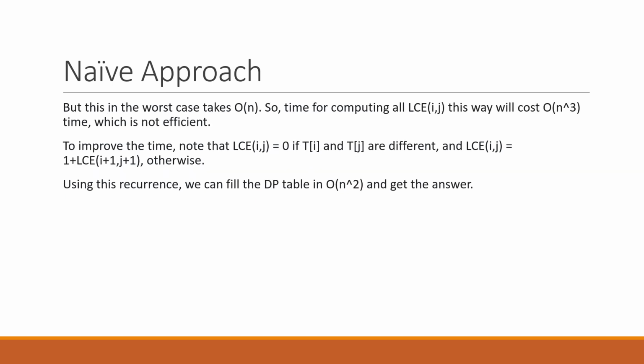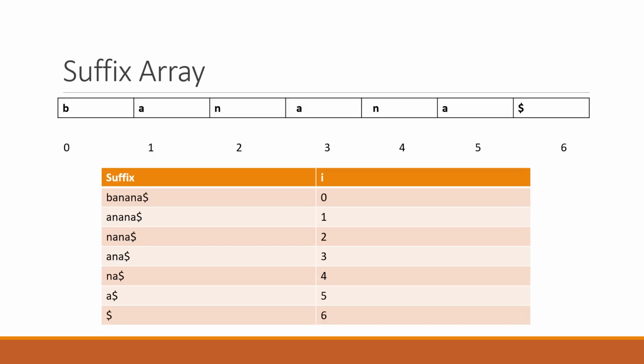The time taken for computing all the LCE would be O of n cube, which is not at all efficient. Using recurrence, we can bring down the time complexity to O of n square, which is again not desired. So before we look at the linear time algorithm DC3, let's understand what a suffix array is.